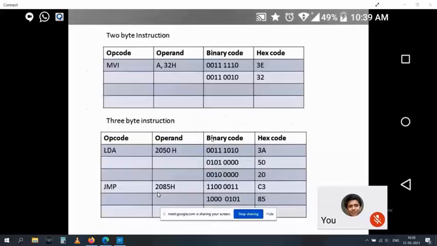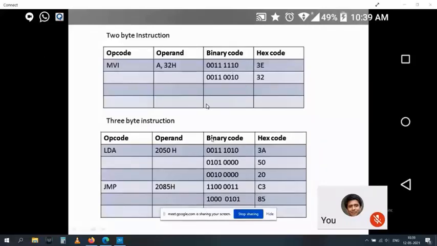There are some instructions which are 2 byte, like MVI. This is move immediate. 32H will be put into the accumulator A. This is a 2 byte instruction. The operand is the data 32H, and I am putting it into A. I can put immediate data into B also, C also, or some memory location also. So MVI is a 2 byte instruction, move immediate.